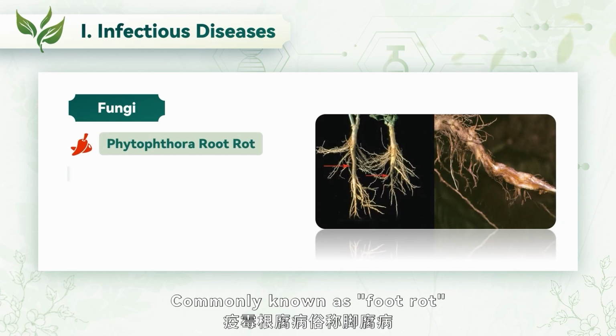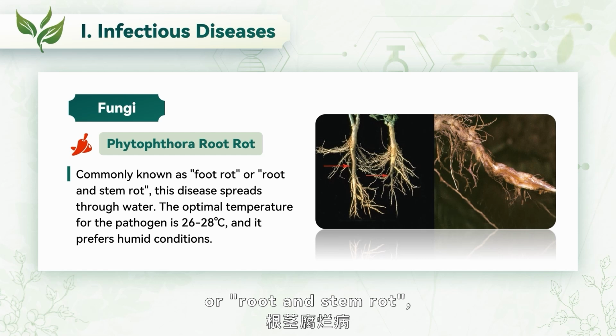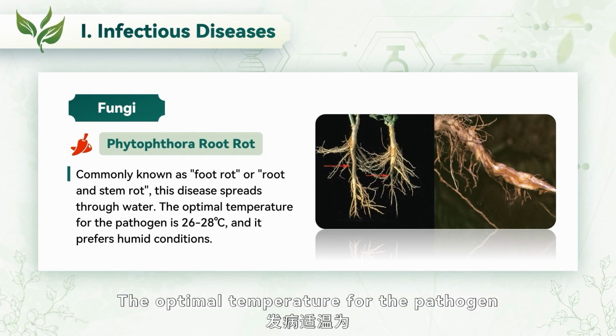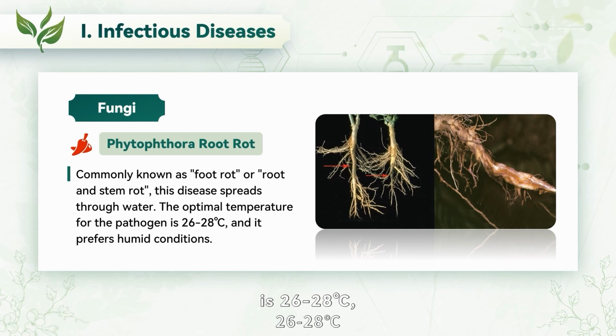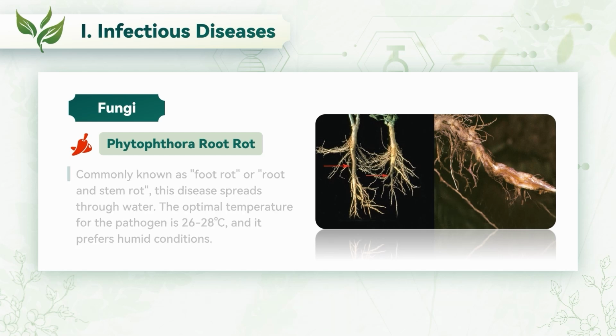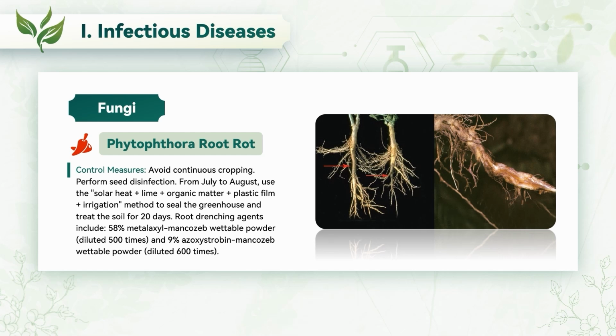Phytophthora root rot, commonly known as foot rot or root and stem rot, this disease spreads through water. The optimal temperature for the pathogen is 26 to 28 degrees Celsius, and it prefers humid conditions. Control measures. Avoid continuous cropping. Perform seed disinfection.